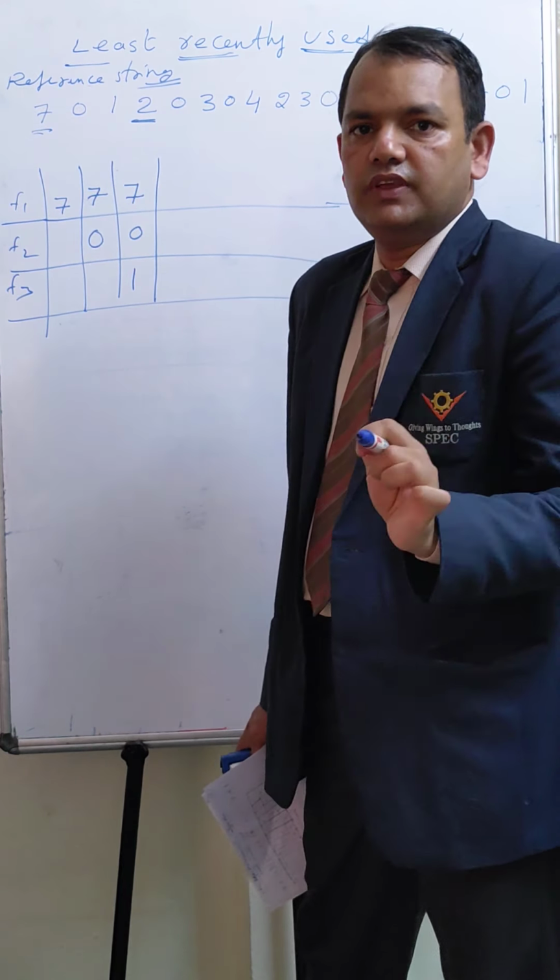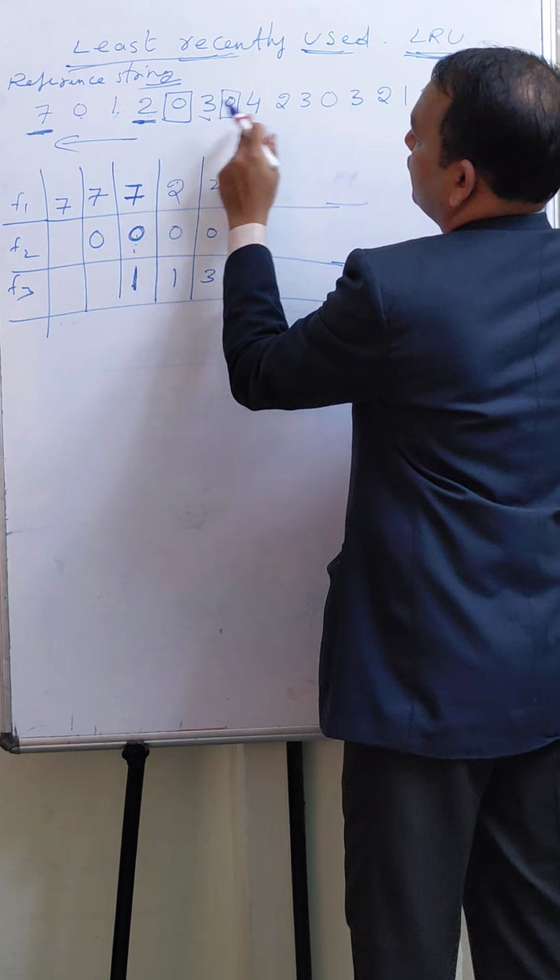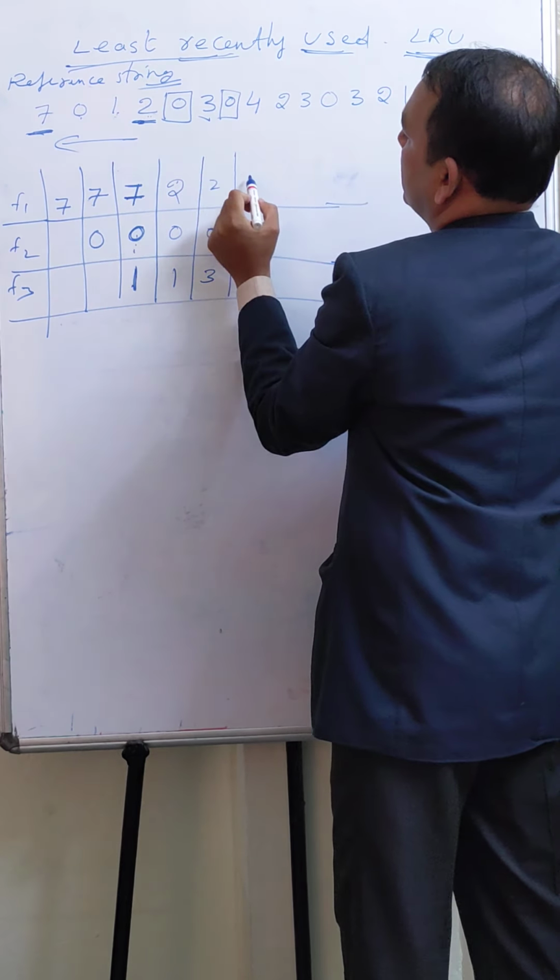Now 0 is a hit. 0 is available here, no need to replace. Now 3. 0 is here, 2 is here, and 1 is far away from here. So in that place 3, 0, 2. This is also done. Now 0 is also a hit. 0 is already available. Now 4. Recently used are 0 and 3. 2 is a little far from here. So in place of 2 we replace it with 4: 4, 0, 3.